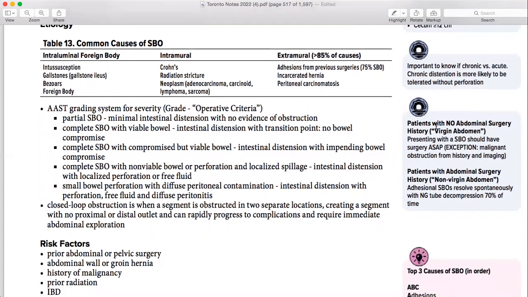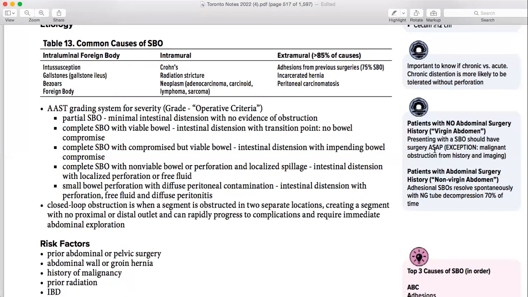Okay. A patient with no abdominal surgery history, like a virgin abdomen, should have surgery as soon as possible. It might present and then you go for laparotomy right away, because it might be a malignant obstruction. On the basis of history and imaging, you can see that she never had any surgery, or he never had any surgery, so now we can do surgery as soon as possible. If the obstruction is coming and the bowel is still viable, like the tissue is still preserved, what you can do is save it.